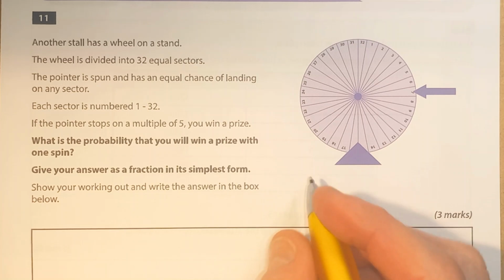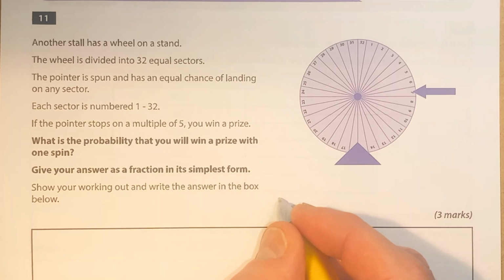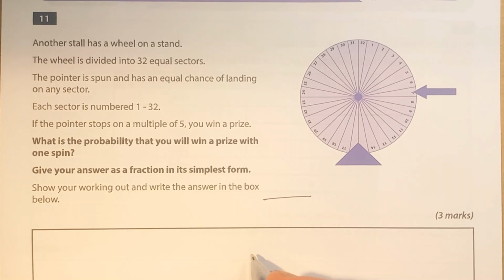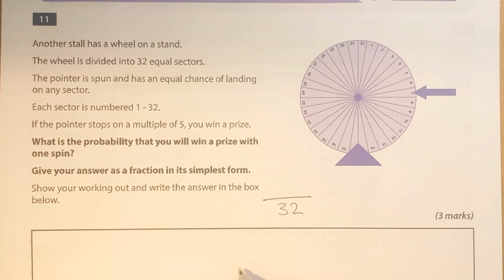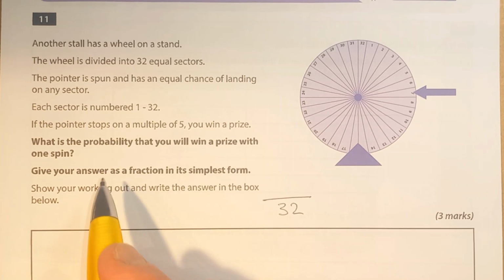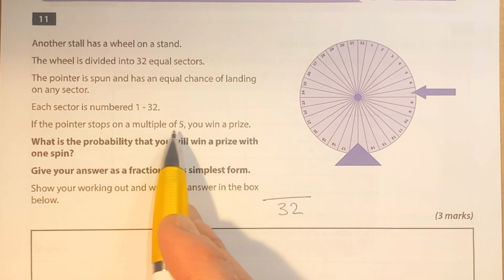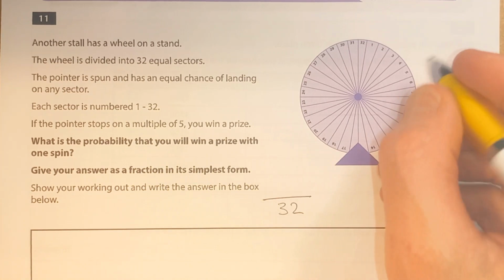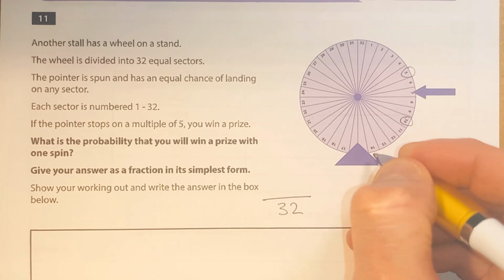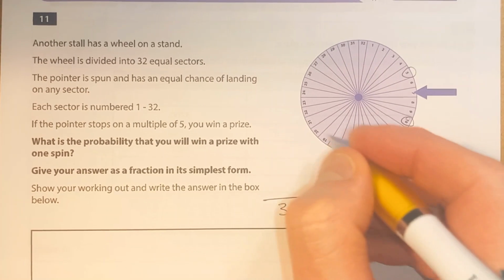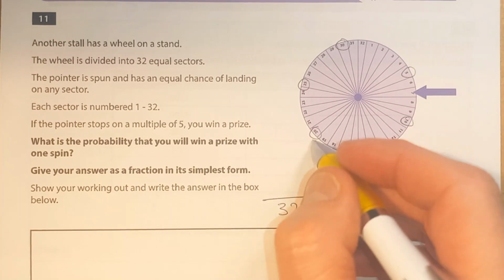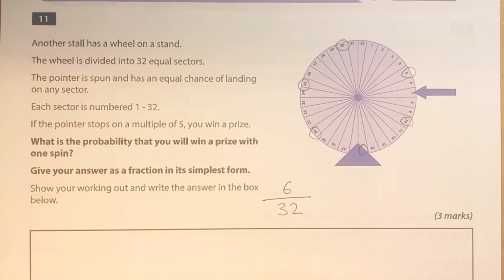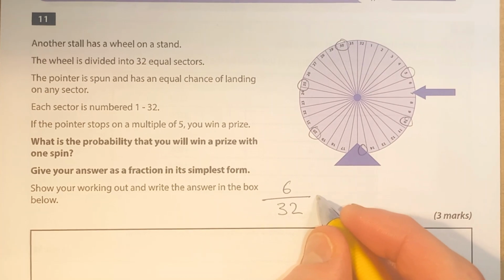So with probability, unless they say, well, in fact, they've said give it as a fraction, but I'd always start with fractions for probability anyway. We've got 32 possible answers. Now, the ones we're interested in to win a prize are if the pointer stops on a multiple of 5. So we've got 5, 10, 15, which should be there, 20, 25, 30. So 1, 2, 3, 4, 5, 6. So 6 out of 32 possible answers.